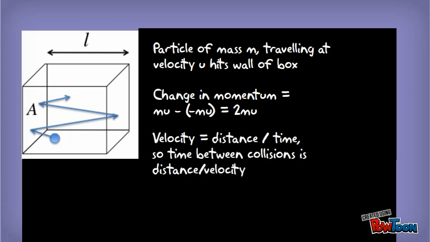Second step is that you have to think about the equation for velocity. Velocity is distance over time, and if we rearrange that equation, then time must equal distance divided by velocity. So let's think about the time between collisions. What's the distance the particle travels between collisions? Well, it travels from wall A, a length of L, to the opposite wall, and then back again to wall A. So it travels a distance of 2L between collisions. So the time taken is 2L divided by the velocity, which is u.